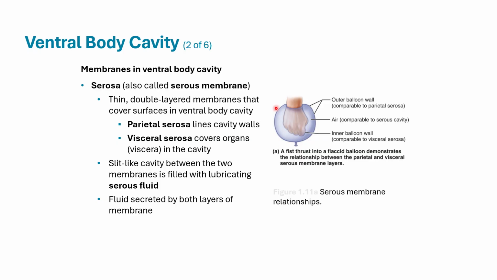The serous membrane that lines the walls of the ventral body cavity. Okay, so that's going to be the serous membrane from the abdominal cavity. The inside air in the balloon is comparable to the serous cavity in here. So that's the cavity. The inner wall of the balloon is comparable to the visceral serosa that covers the organs inside the ventral body cavity. So a fist thrust into the flaccid balloon demonstrates the relationship between the parietal and the visceral serous membrane levels. Okay.